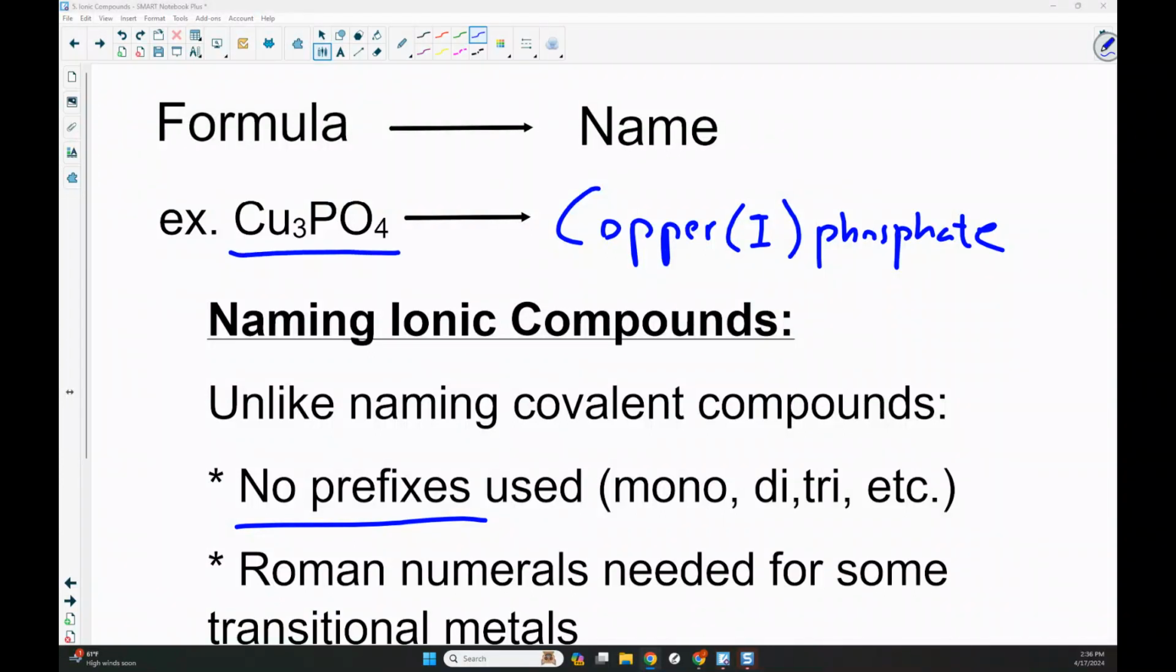Cu3PO4, we got to be able to write the name for that. The name for that, it turns out, is copper 1 phosphate. You're going to learn here in the next 5 minutes or so how I came up with that.